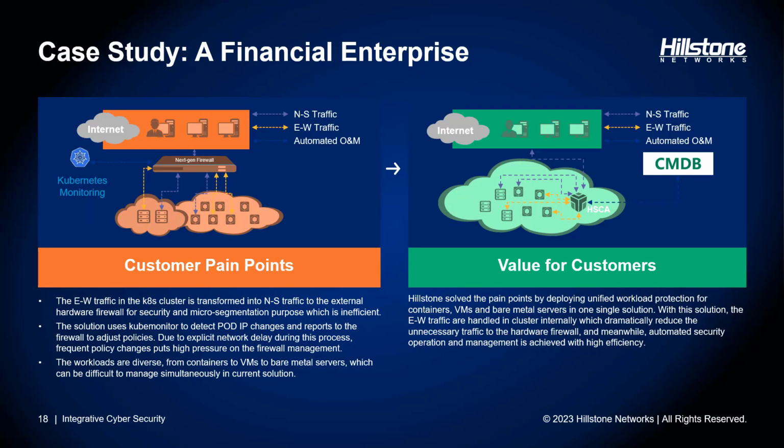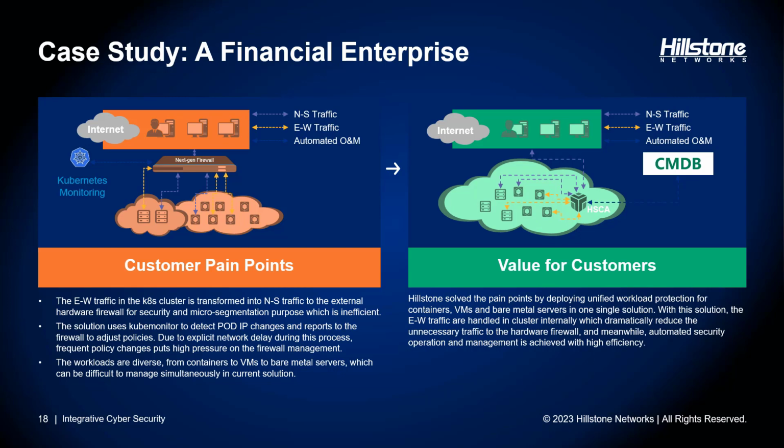In these last few minutes, let's quickly look at a few customer case studies. First, we have a huge bank in the finance industry with reported revenue of close to $30 billion US. In the Kubernetes cluster, in order to view the east-west traffic, the structure was set up where it first had to be translated into north-south traffic to the external hardware-based firewall before micro-segmentation could be leveraged.